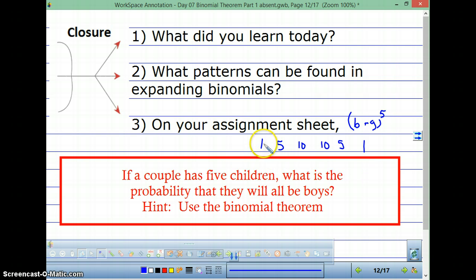That means that there is one way to get 5 boys. Boy, boy, boy, boy, boy. There are 5 ways to get 4 boys and 1 girl. Okay? There are 10 ways to get 3 boys and 2 girls. These are all the possible ways that the children could end up. Altogether, that's 32. And there's only one way to get all 5 boys. So the probability is 1 out of 32. Hope that helps.